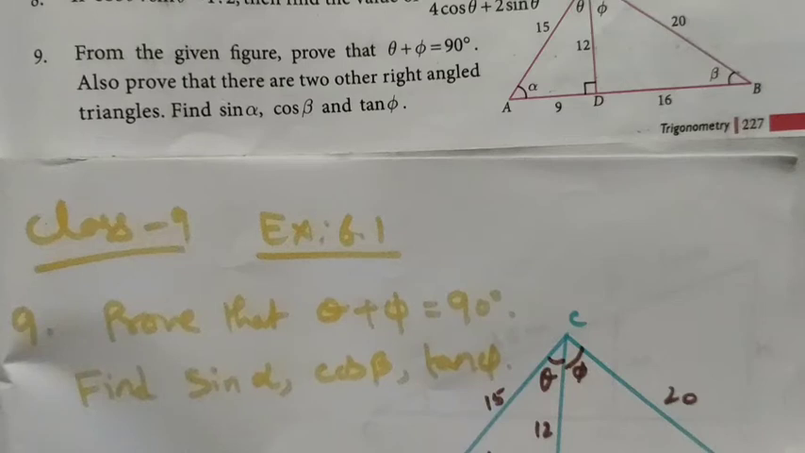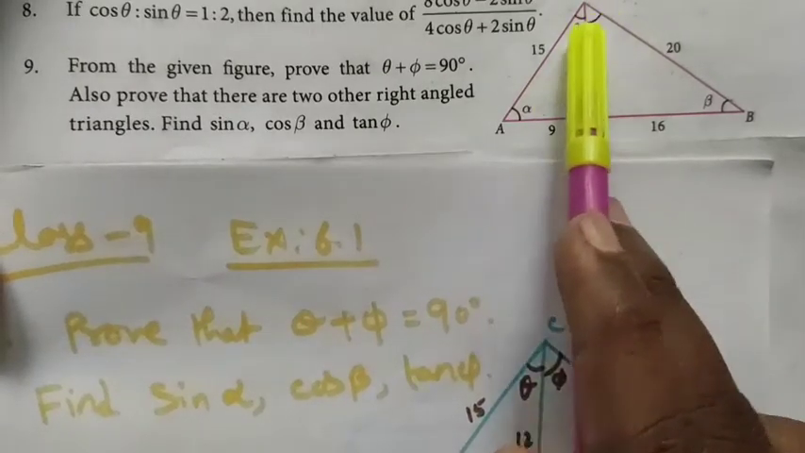Exercise number 6.1, question number 9. From the given figure, prove that theta plus pi is equal to 90 degrees. Also prove that there are two other right angle triangles. Find sin alpha, cos beta and tan pi.